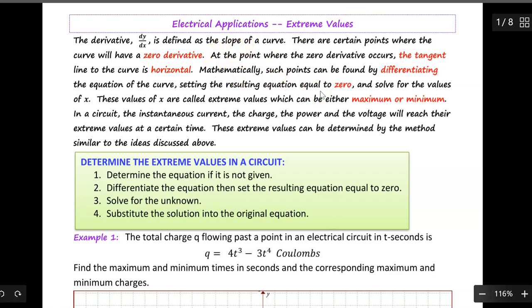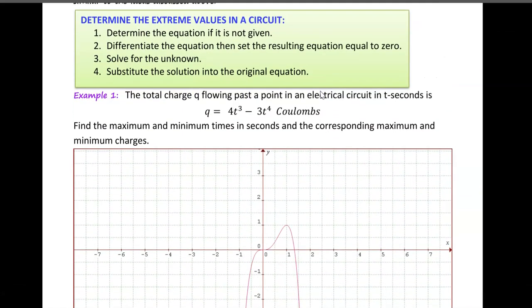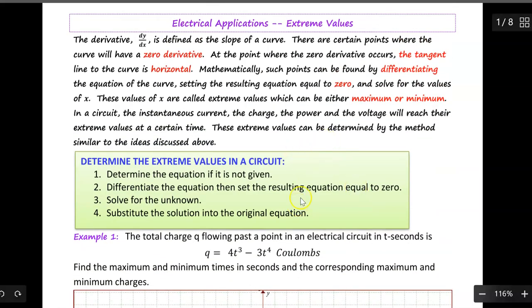Okay, so in working with extreme values for electrical electronic applications, we are going to be more practical and take a look at the graph to see whether or not we have a maximum or minimum point. In some cases, we can use a derivative test to figure out if we have a maximum point or a minimum point. However, most of the concept is still the same as we have done in the previous lesson.